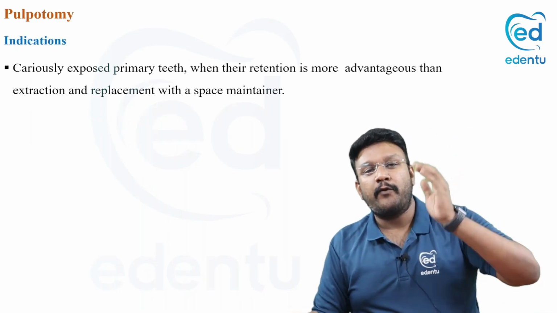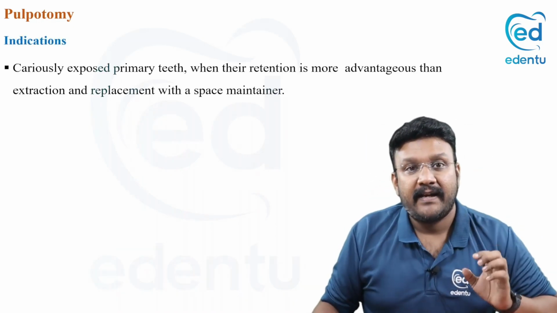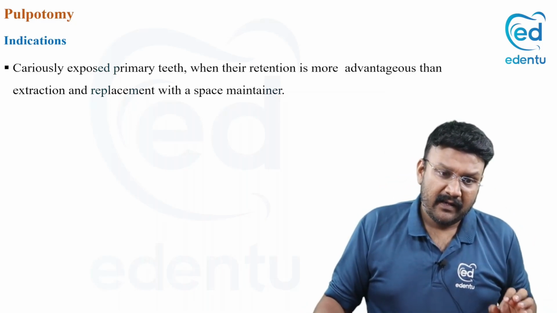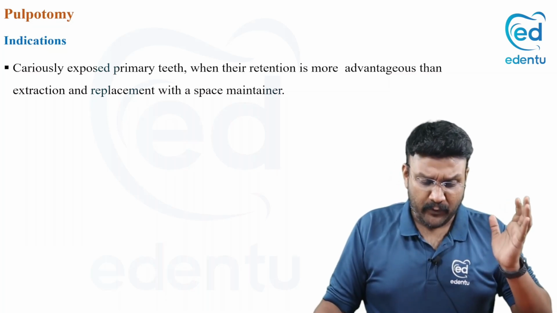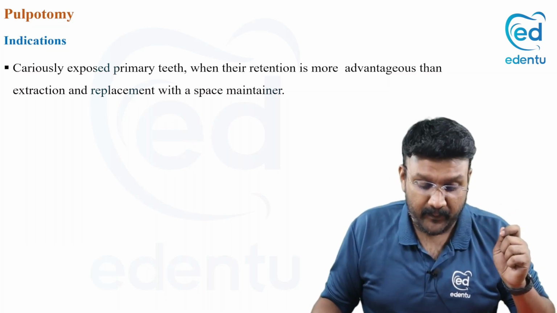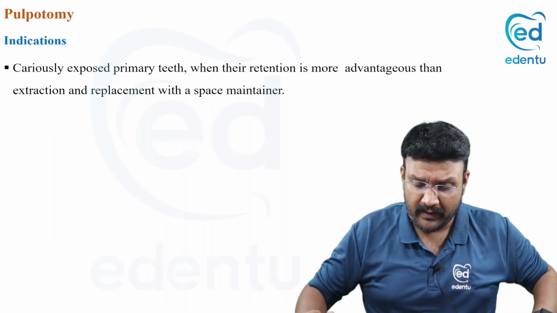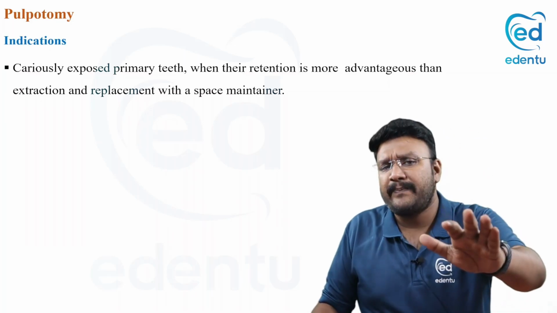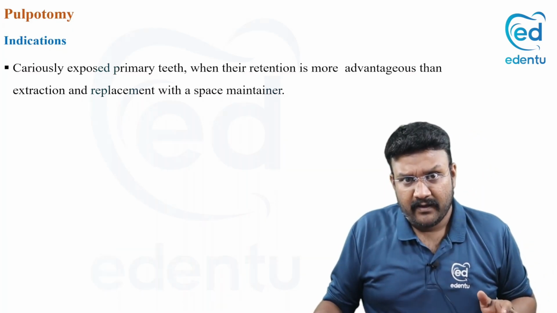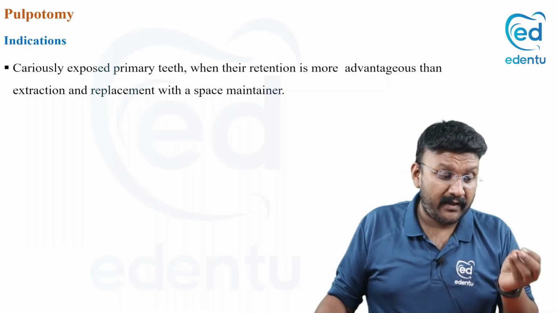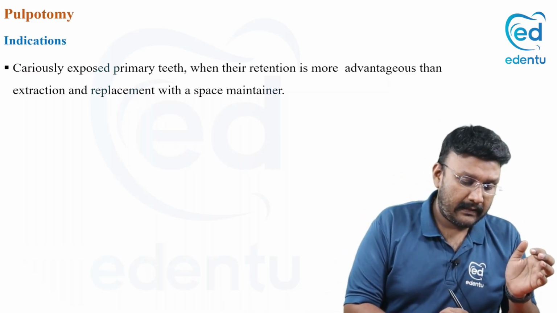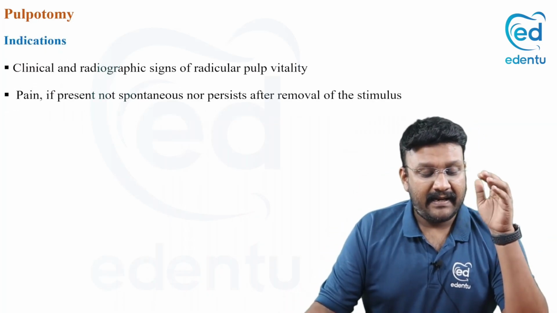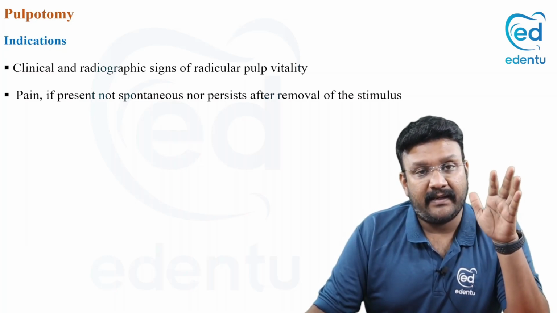Next in your flow chart come the indications: where all can I do the pulpotomy procedure. In the indications, cariously exposed teeth where retention is more advantageous than extraction or replacement by a space maintainer, which means you need to retain the tooth in the dental arch. If you want to retain the tooth in the dental arch, you can go for a pulpotomy, in cariously affected teeth, and clinically and radiographically there are signs of radicular vitality.